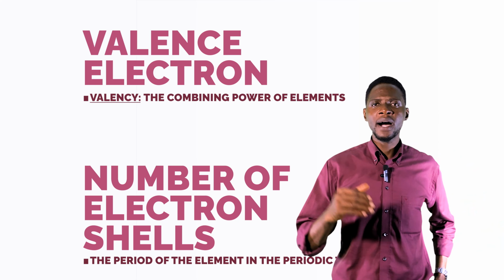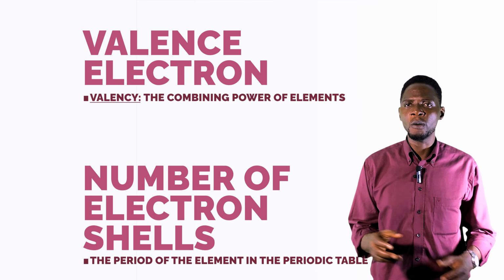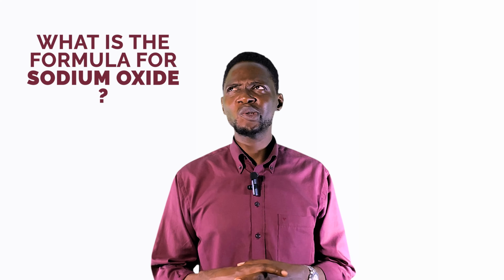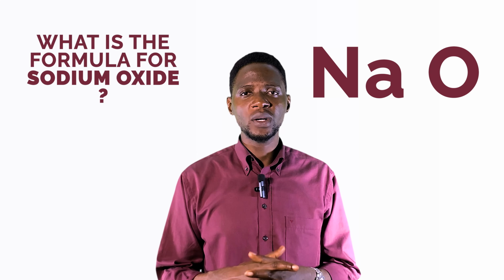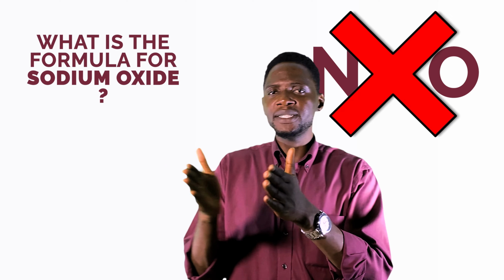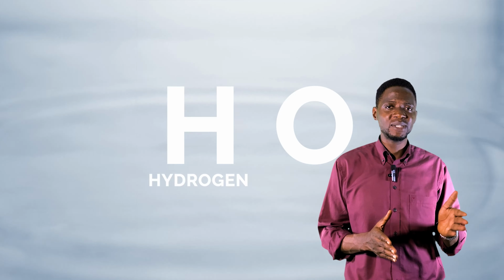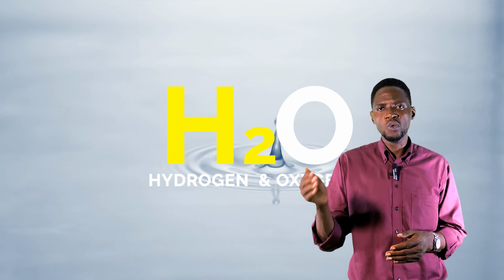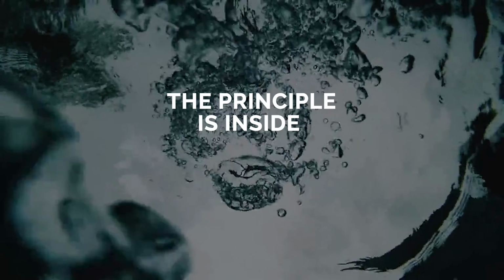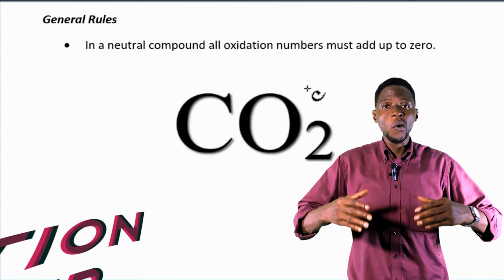I've seen students who are unable to write simple formula for simple compounds. For instance, you ask them, what is the formula for sodium oxide? They say sodium oxide NaO. That's actually wrong. Why? Because they just combine the two elements. What about just writing HO as the formula for water, since water contains hydrogen and oxygen? Why is it H2O and not HO? The principle is inside the combining power. You need to know what the valency of an element is and of another element also, such that when you combine, there is an interchange of valency. And from there also we get to learn about oxidation number.